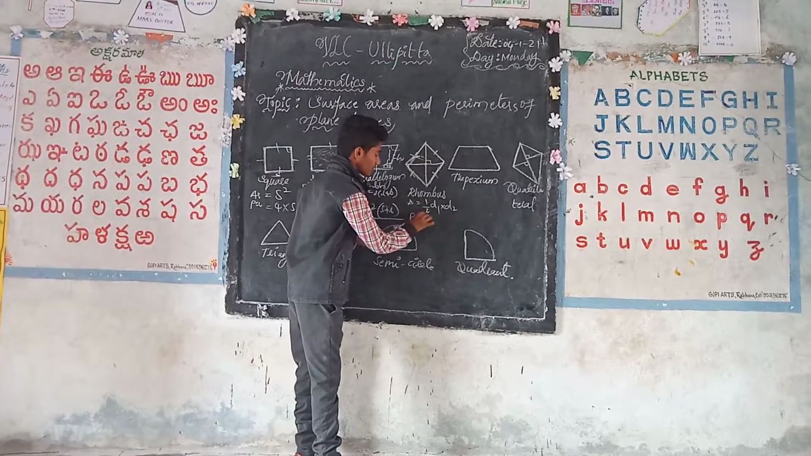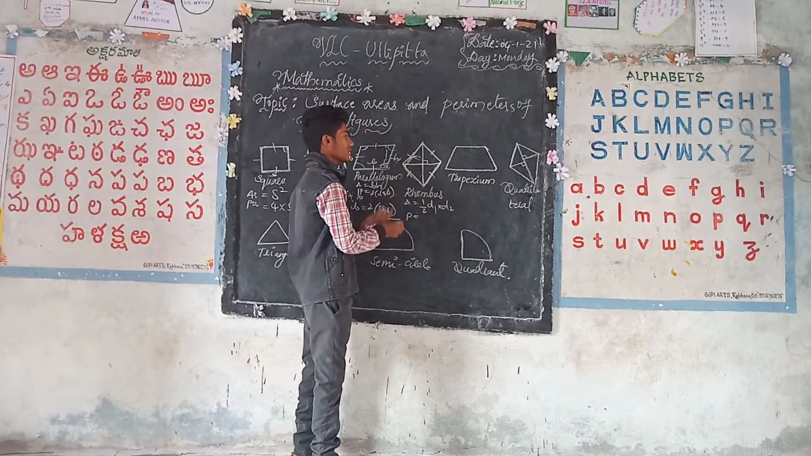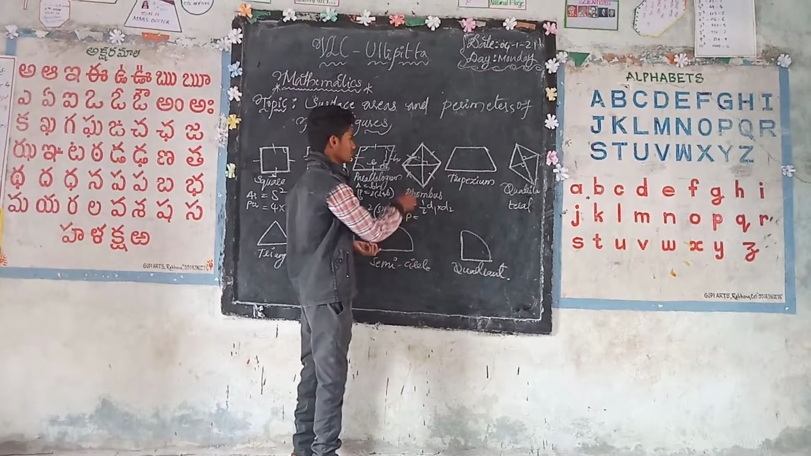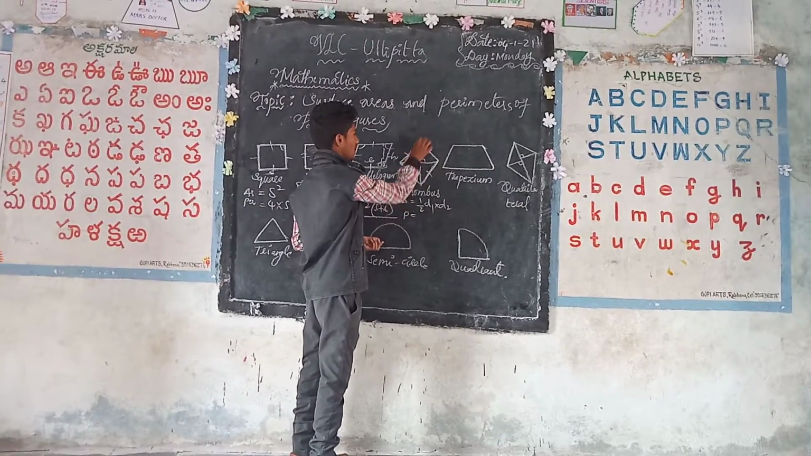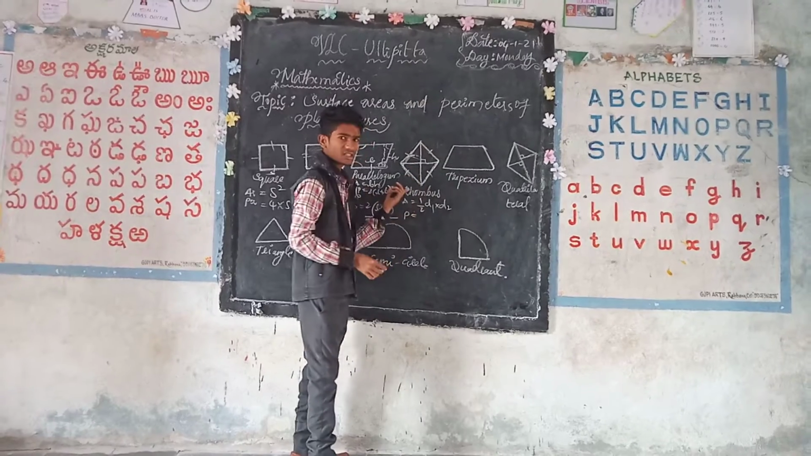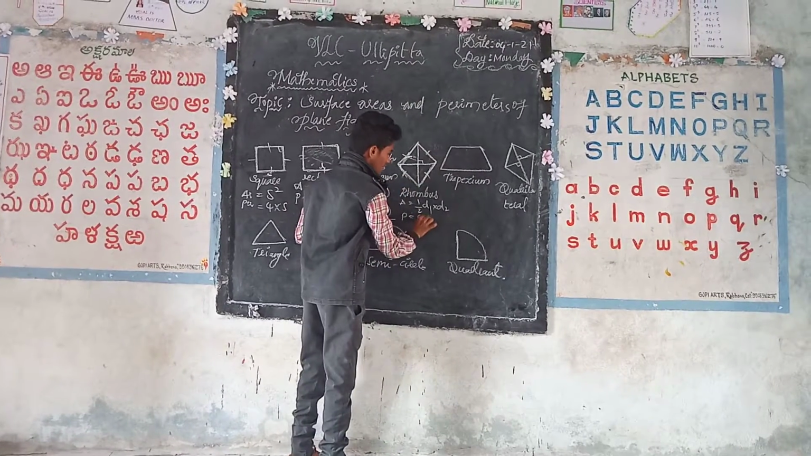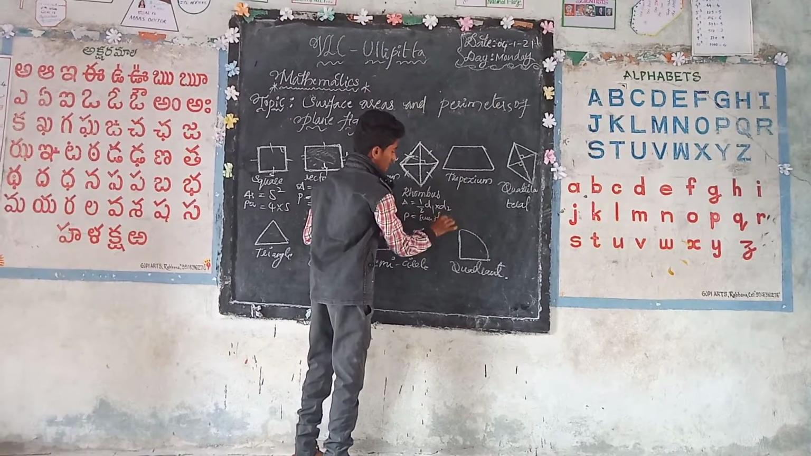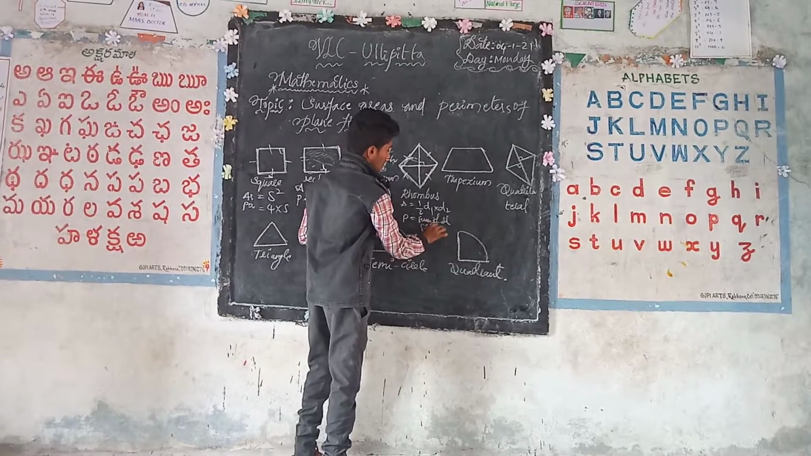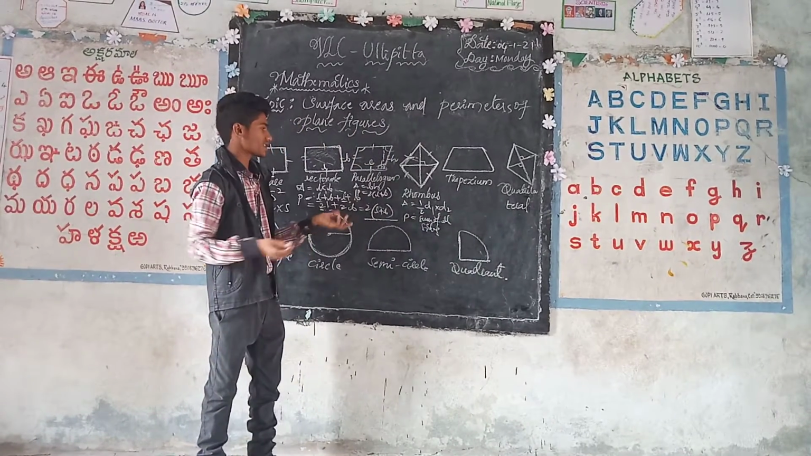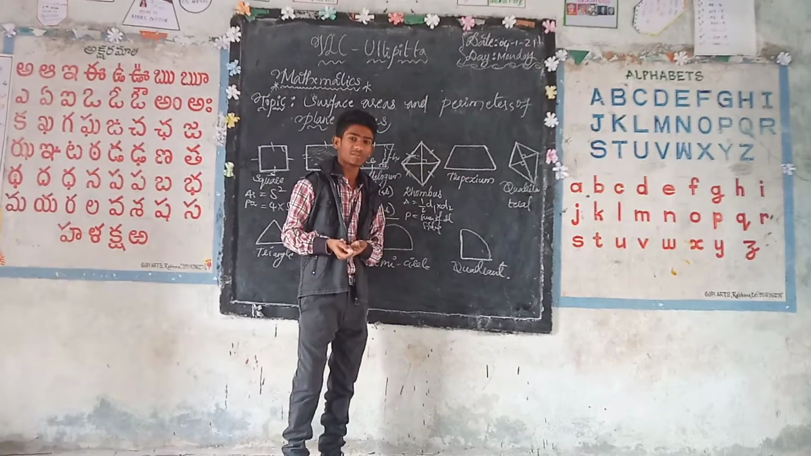Next, perimeter of the rhombus. If we add all the sides, we can get the perimeter, the sum of all sides. Okay, this is the rhombus areas and perimeters. Next, what we have is the trapezium.